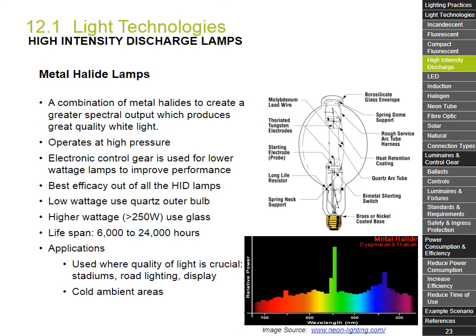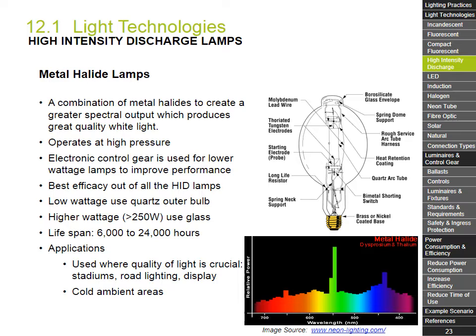The metal halide lamp is very similar to the mercury vapor lamp, but they have an additional metal halide in the mercury discharge tube which provides a greater spectral output and produces greater quality white light. Using a ceramic material in the discharge tube also improves the performance of the lamp. Metal halide lamps also operate at a high pressure, where the different metals are excited to create the light.